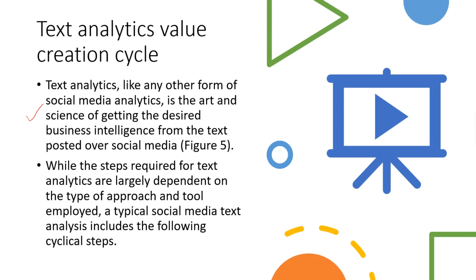Static text means the text that is stored in the form of rows and columns in a table, but dynamic text means anything, like it may be a caption, it may be a comment on a YouTube video, or it may be a tweet, or it may be some comment on an Instagram post or reel. While the steps required for text analytics are largely dependent on the type of approach and the tool employed, a typical social media text analysis involves cyclic steps.